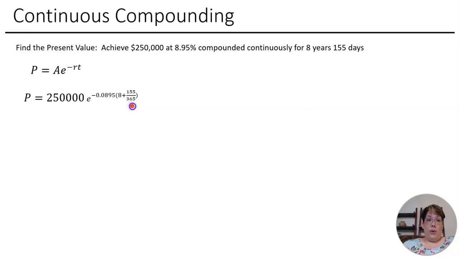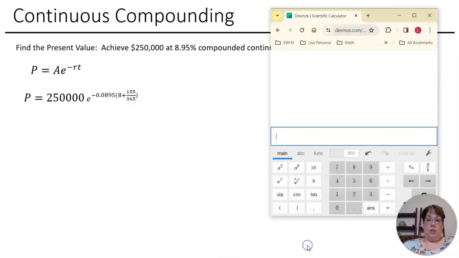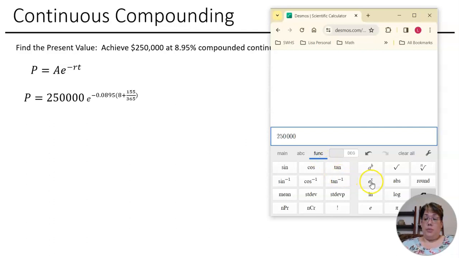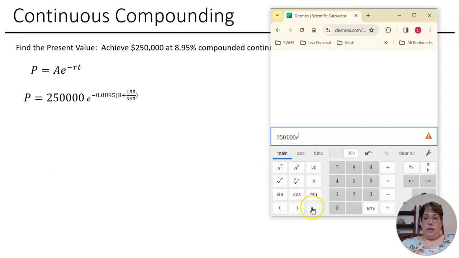Okay, so now let's pull up our Desmos calculator and see how this would look. All right, so we're going to do 250,000. And then to get to the e, you have to go to this function tab. So I'm going to go to function, and here's my e. Now, when you do e, it automatically gives you this little exponent. If it doesn't give you an exponent, you can always click the little exponent key if you need to. But it should give you the exponent.